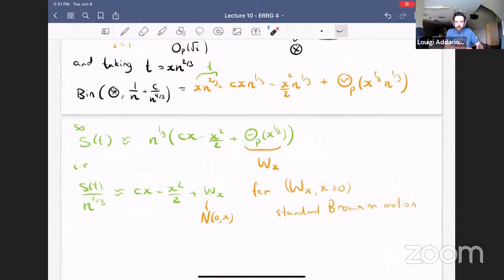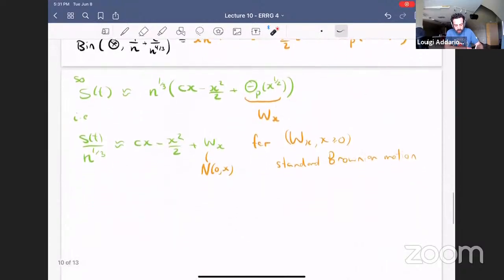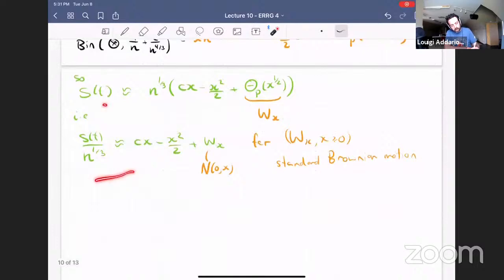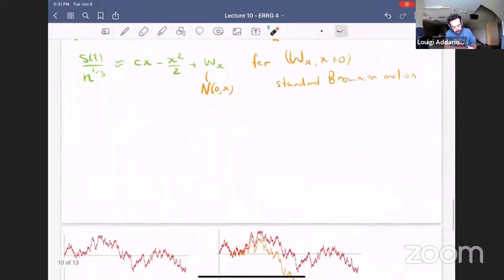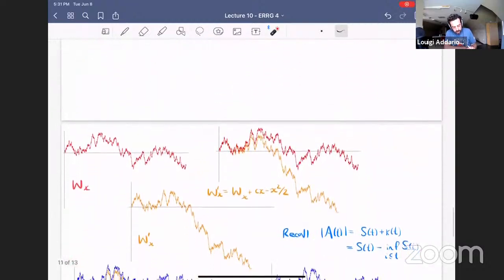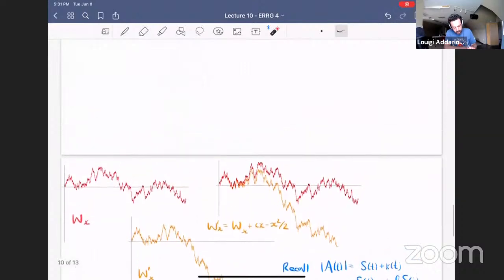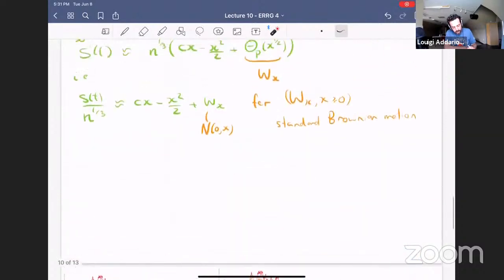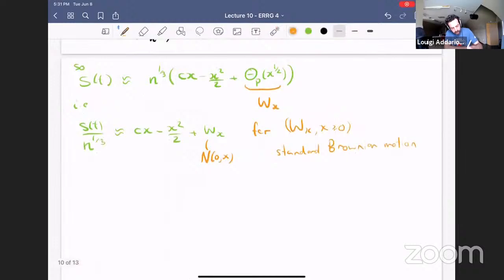So I think now I'm going to get to a prepared slide, because I have some pictures of what this S actually looks like. Really, simulations of this limiting process. I think my pictures are all in the case C is 0. So C is 0 means that p is just 1 over n, or 1 over n plus 0 over n to the 4/3.